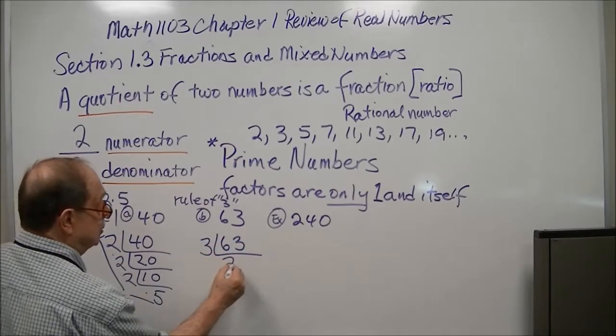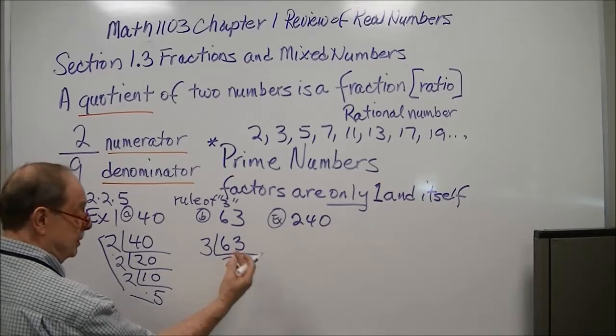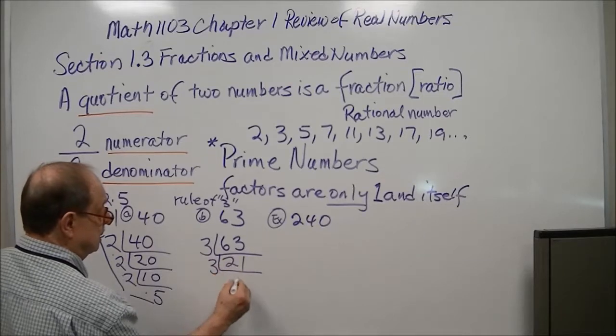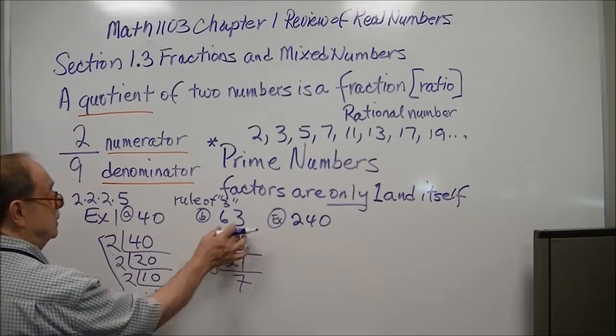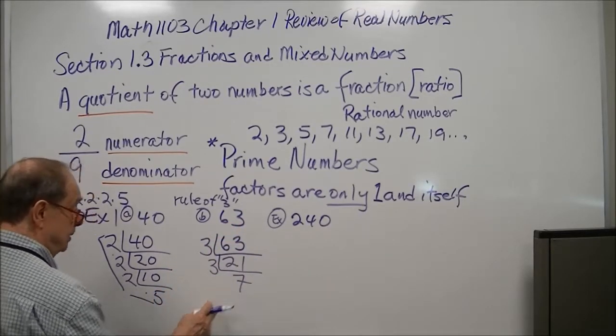And that'll be 21. And if I add 21 up, that's a 3. That would be divisible by 3 as well. So our prime factorization of 63 is 3 times 3 times 7.